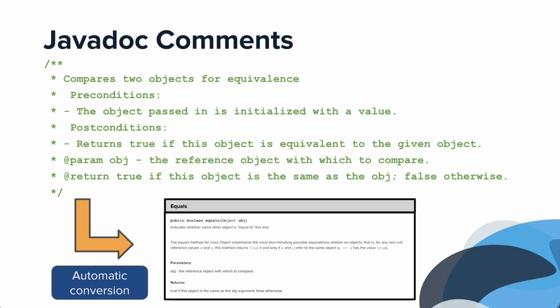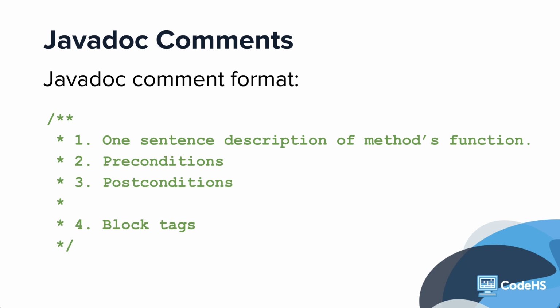Here's an example of a Javadoc comment that is automatically converted into the proper API format. Let's take a look at how you can implement this yourself. In general, while there is some flexibility in what is included, Javadoc comments follow a specific format. They first start with a one-sentence description of the method's function, then a pre- and post condition, and block tags. Notice that each line starts with a star. This is not required, but is usually the convention followed by most programmers.